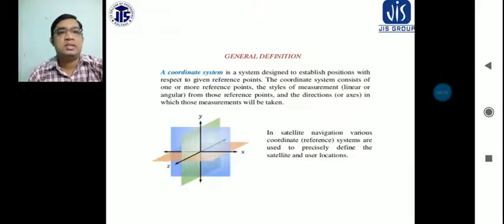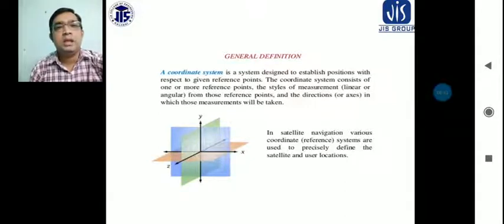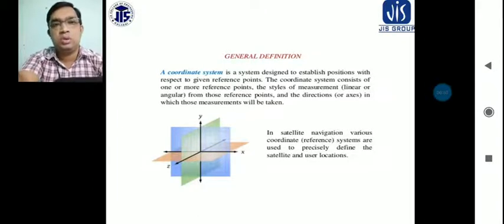You can see the general definitions of the coordinate systems. A coordinate system is a system designed to establish positions with respect to given reference points. Also, one or more reference points will be required. You can see in this figure the x, y and z axes, the different coordinates, the different planes, the reference planes, rotations, and other points, all considered according to the reference planes.